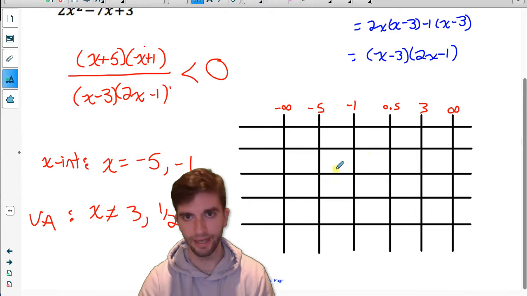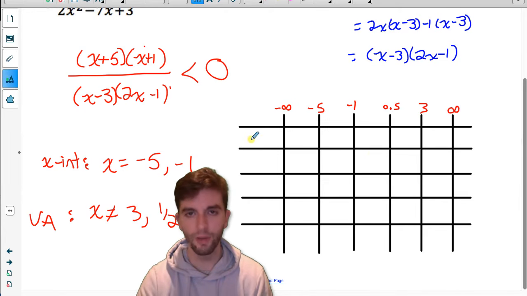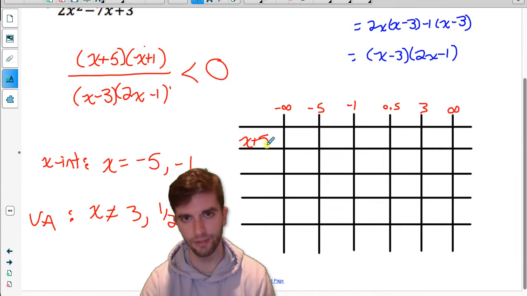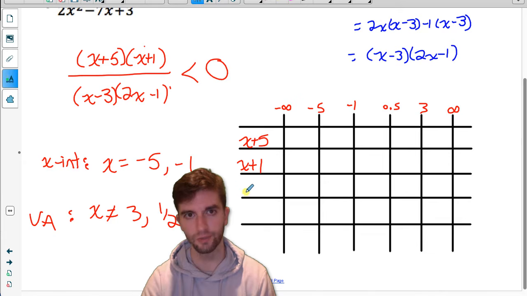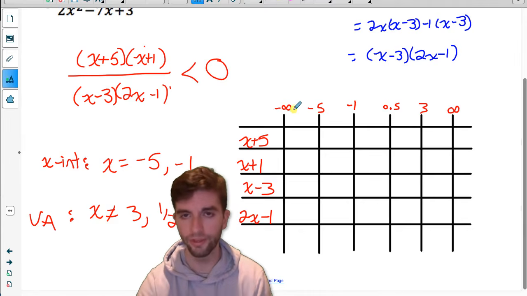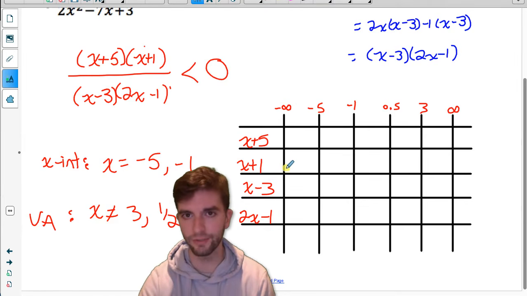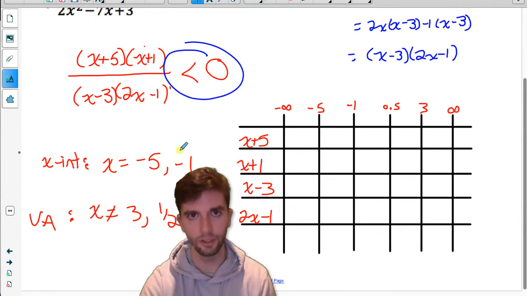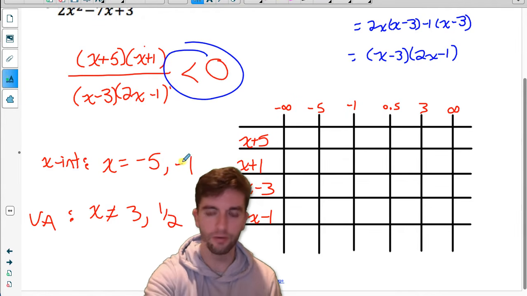And then how did I decide how many horizontal lines to have? Well, I needed a section for each of these 4 factors. So I'll put the factor of x plus 5 here, x plus 1 here, x minus 3 here, and 2x minus 1 here. So now I need to figure out, within each of these 5 intervals, is the function positive or negative? We're interested in, when is it negative? When is it less than 0?